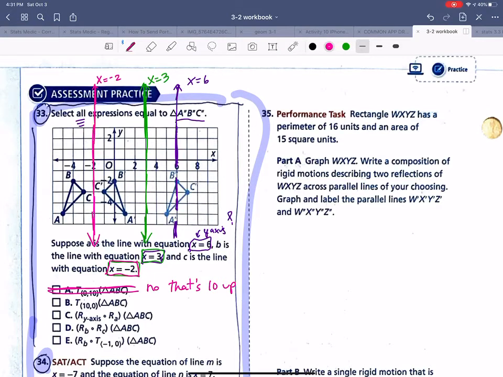All right, the next one says, would it be the same as if I translated 10 to the right? Let's count this. If I took A 10 to the right, 2, 4, 6, 8, 10, oh, that fits. And if I took that, 2, 4, 6, 8, 10, yep, that's the same as translating it 10 to the right. So I'm going to say yes to that one.